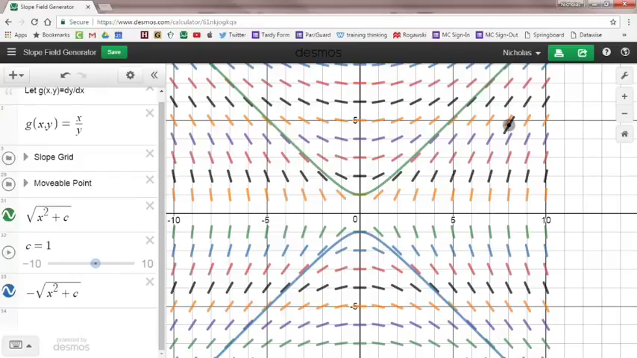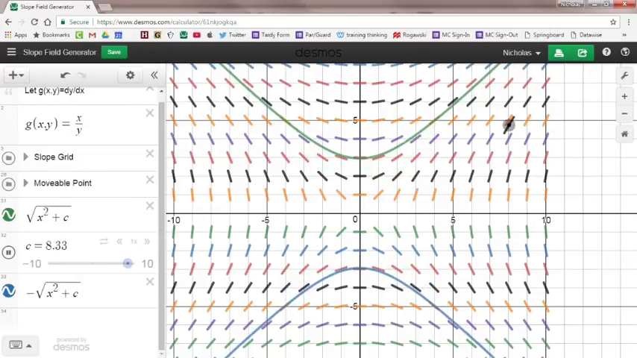I'm going to change my value of c. Right now, c is a 1. And we don't know the exact value of c, which is why this is called a general solution. These two are called a general solution because we don't know the exact value of c. If I change c, look what happens.